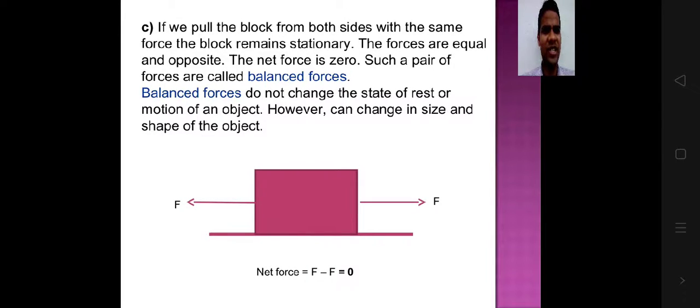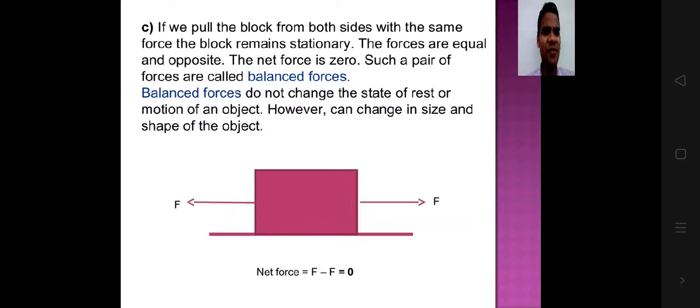Now let us try to understand what are balanced forces. The term balanced forces itself says the forces are balanced. They are balanced on both the sides. That is why the object will not move either left nor towards the right. So you can see in the example here, there is a force F acting towards the left of the object, and the same force F is also being applied towards the right of the object.